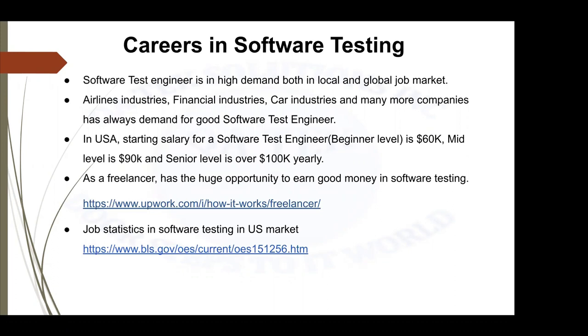So it's such a critical role that in future, if you pursue a career as a software test engineer, you're going to play in the software industries. So, all right. Once you finish this course, what will happen? Let's see the careers in software testing.